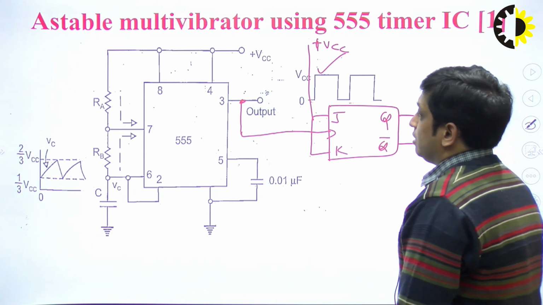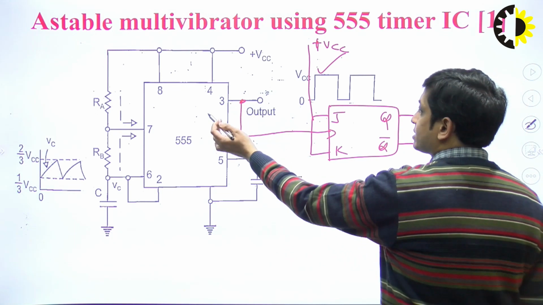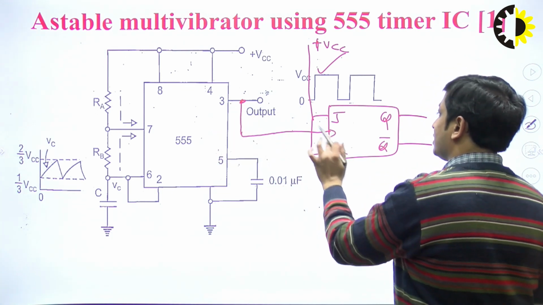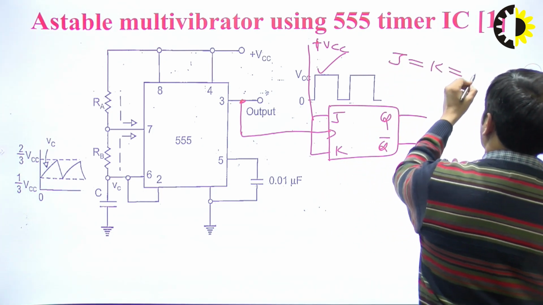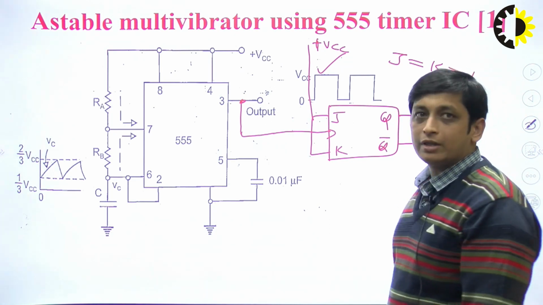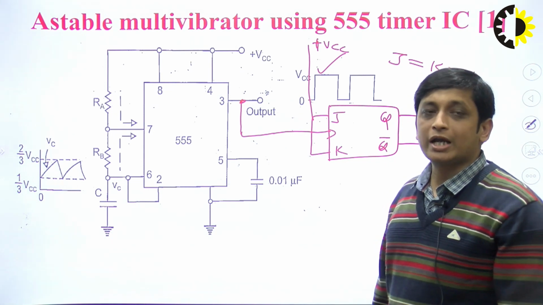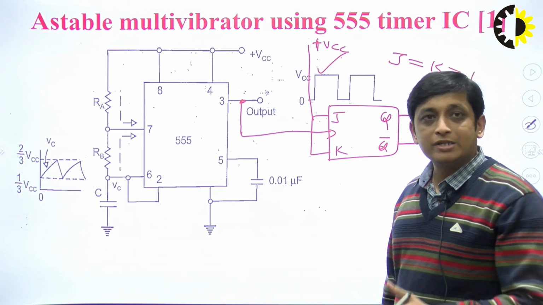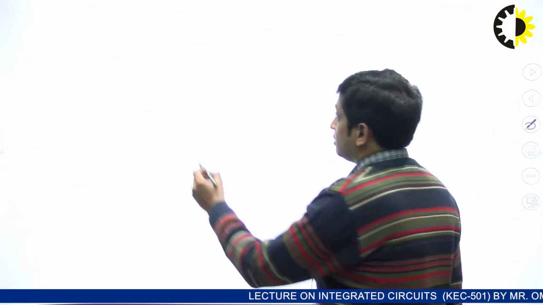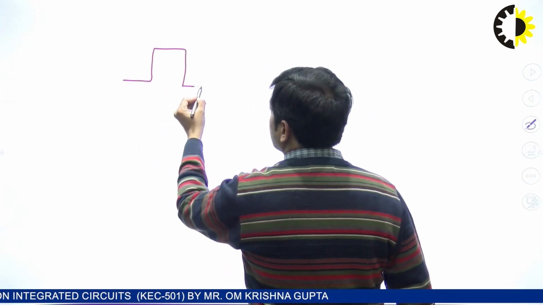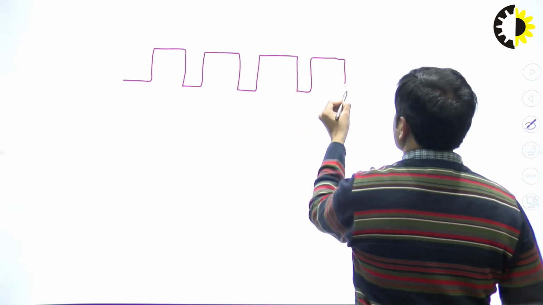Fine. So to get the 50% duty cycle, we have connected the output of this circuit to the clock of the JK flip flop, and we have made J equal to K equal to 1, and we know that when J equal to K equal to 1, then the output toggles. By doing this, we can get the symmetrical square wave. That means the duty cycle will be 50%. So to understand it, now see, the output of the astable multivibrator is this one.